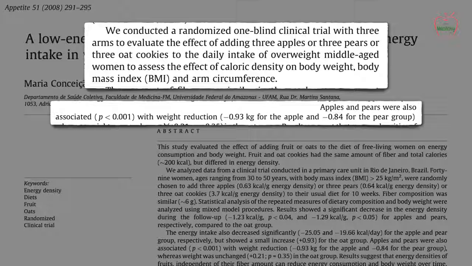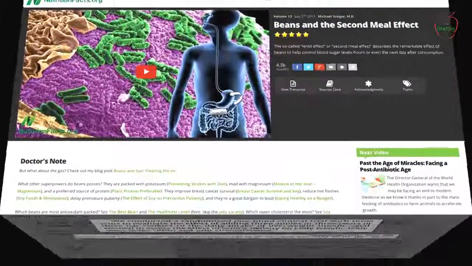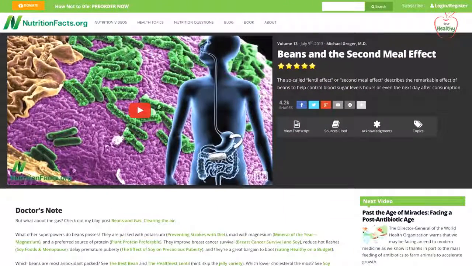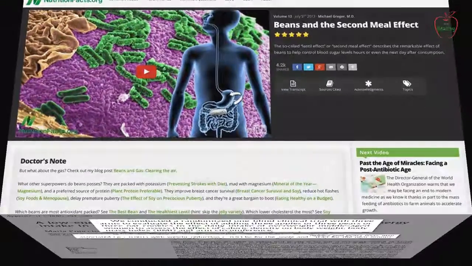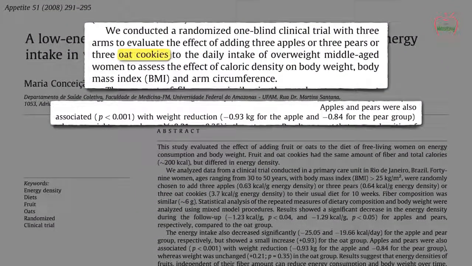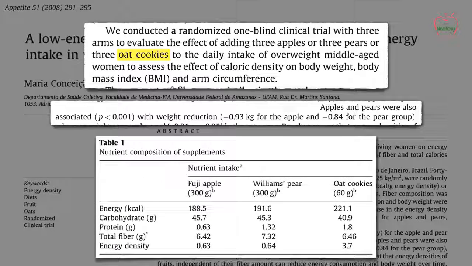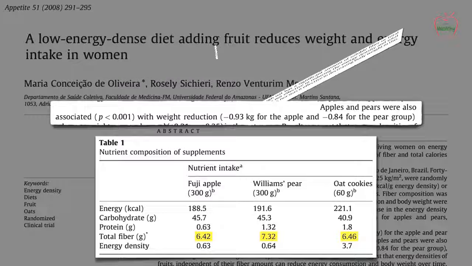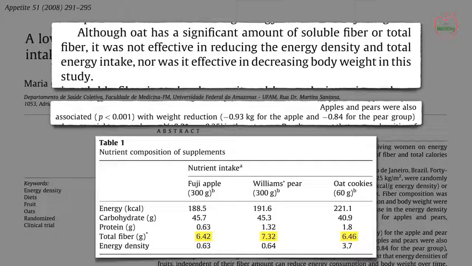Maybe it was all that fiber? If you remember, we learned our gut bacteria can create anti-obesity compounds from fiber. That's why they also had a cookie group. 3 apples, 3 pears, or 3 cookies with enough oats in them to have about the same amount of fiber as the fruit. Despite the fiber, adding cookies to one's diet does not lead to weight loss.